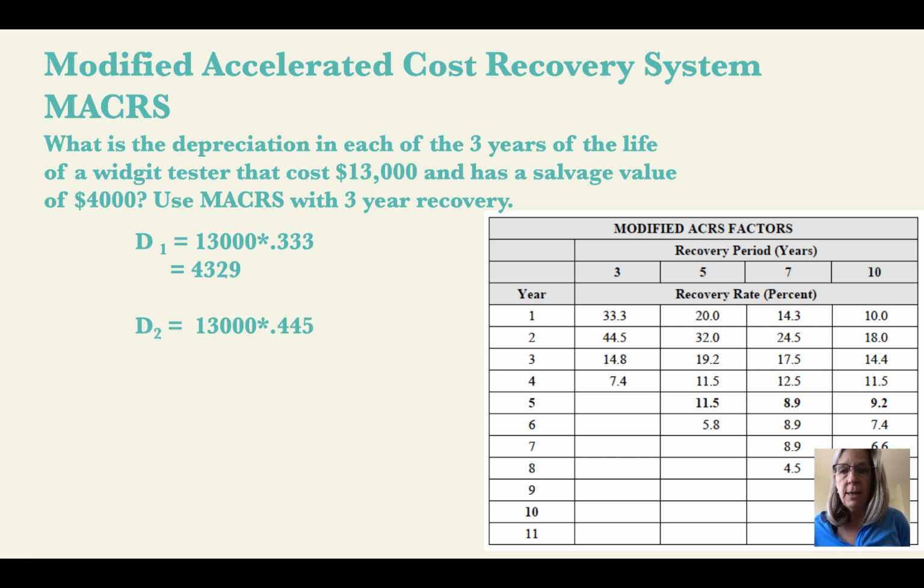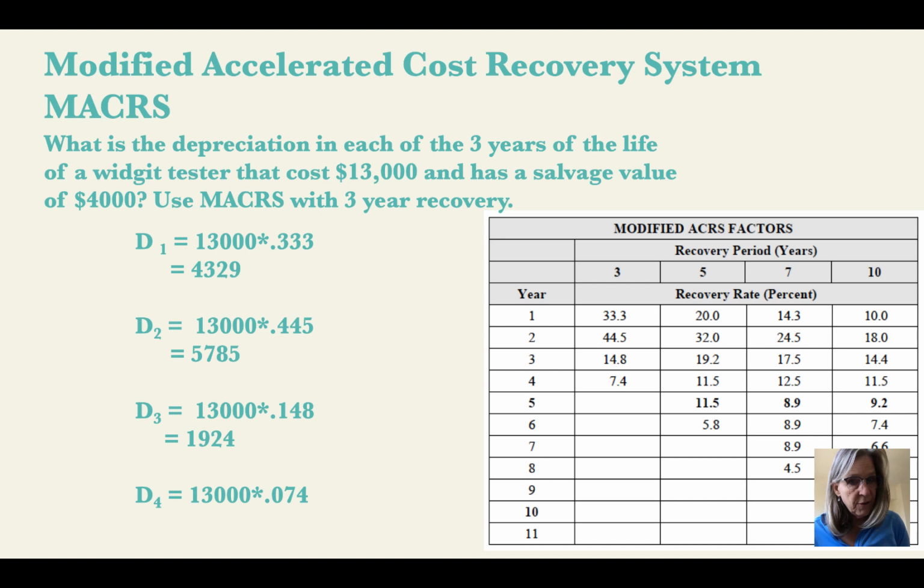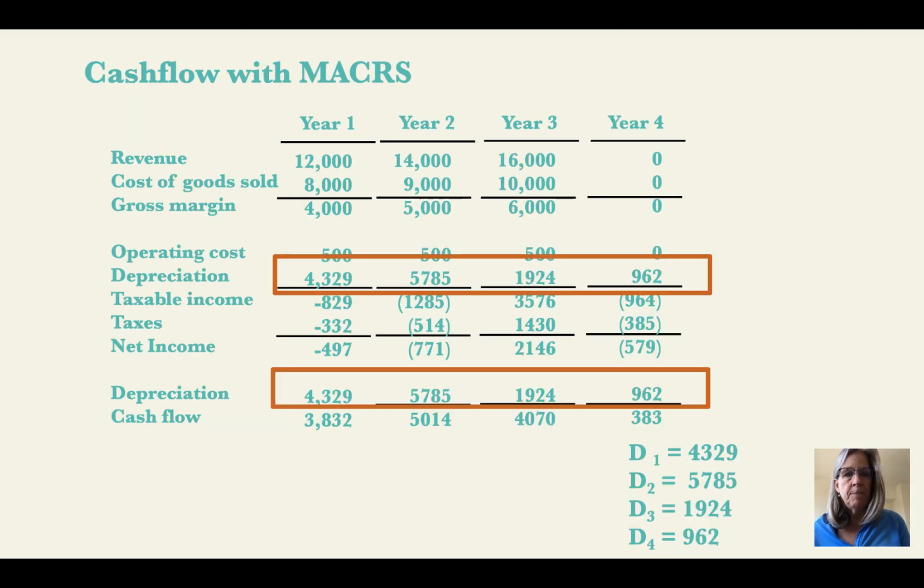Second year, I take the next amount here, which is 44.5%, get the depreciation in that period, and I just go through, and I have 4 years of depreciation. Remember, even though I said it was a 3-year recovery period and 3-year life, we have 4 years of depreciation. If we go ahead and put that into the cash flow calculations, we have depreciation laid out there. We take it out for tax purposes, and then we also add it back for cash flow purposes.